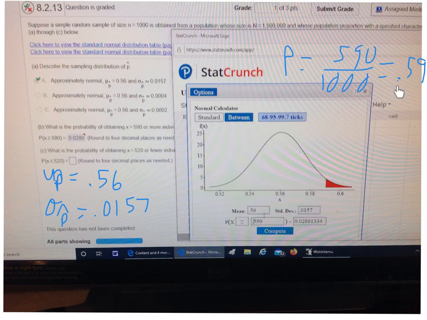So maybe you forgot this step, or left this step out, I should say. Hope this helps.